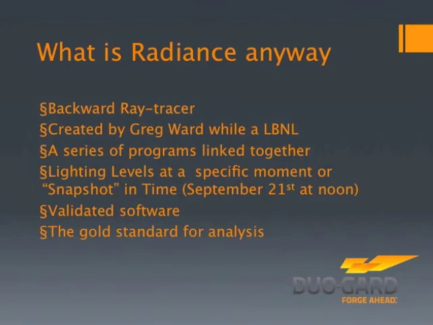It's a series of Unix programs linked together, and it gives you a lighting level at a specific point in time, meaning like September 21st at noon or October 12th at 3:30 in the afternoon. Either way, you can get an illuminance value at a given point in time. It's validated software, and it's a gold standard for analysis in this way.